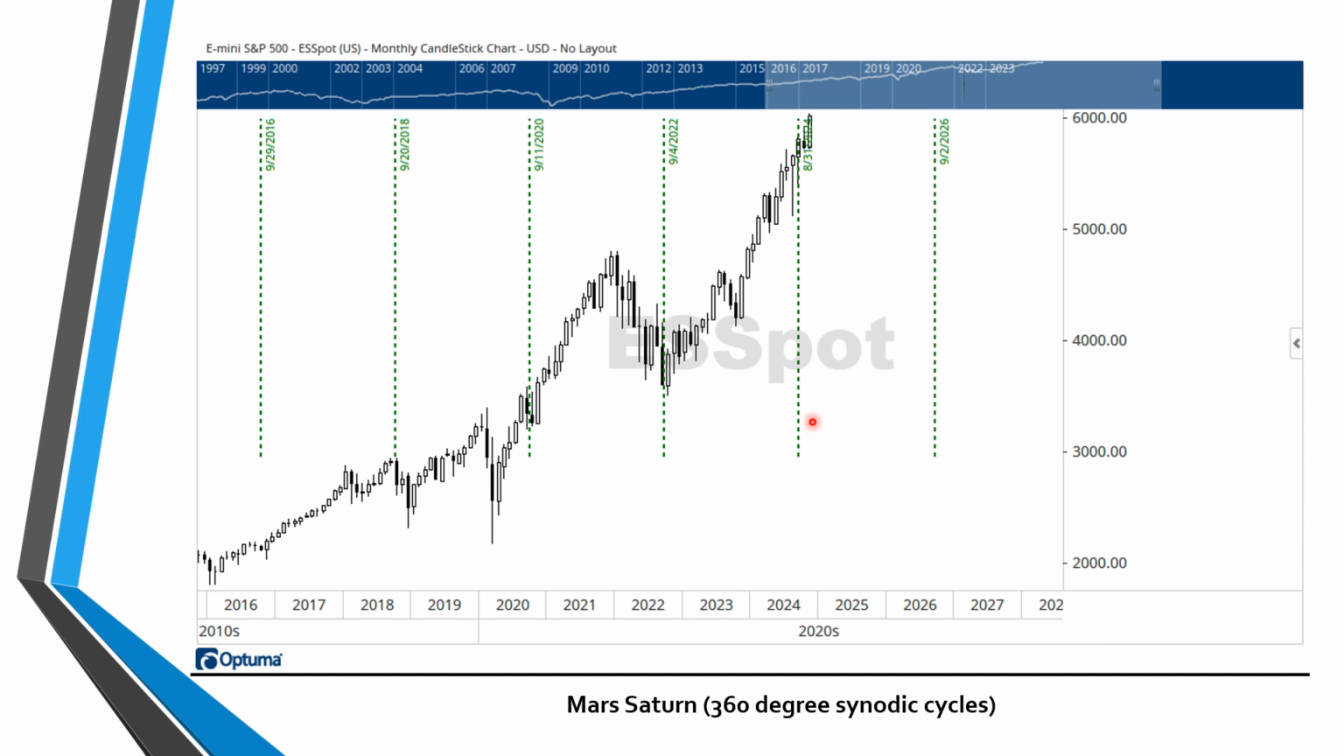So here and now, markets have just passed on the monthly chart. We've just gone by one of these cycles. Who knows? There is a chance that these markets that are priced for perfection may have a bit of a drawdown. But certainly the next one to look for is in September of 2026.